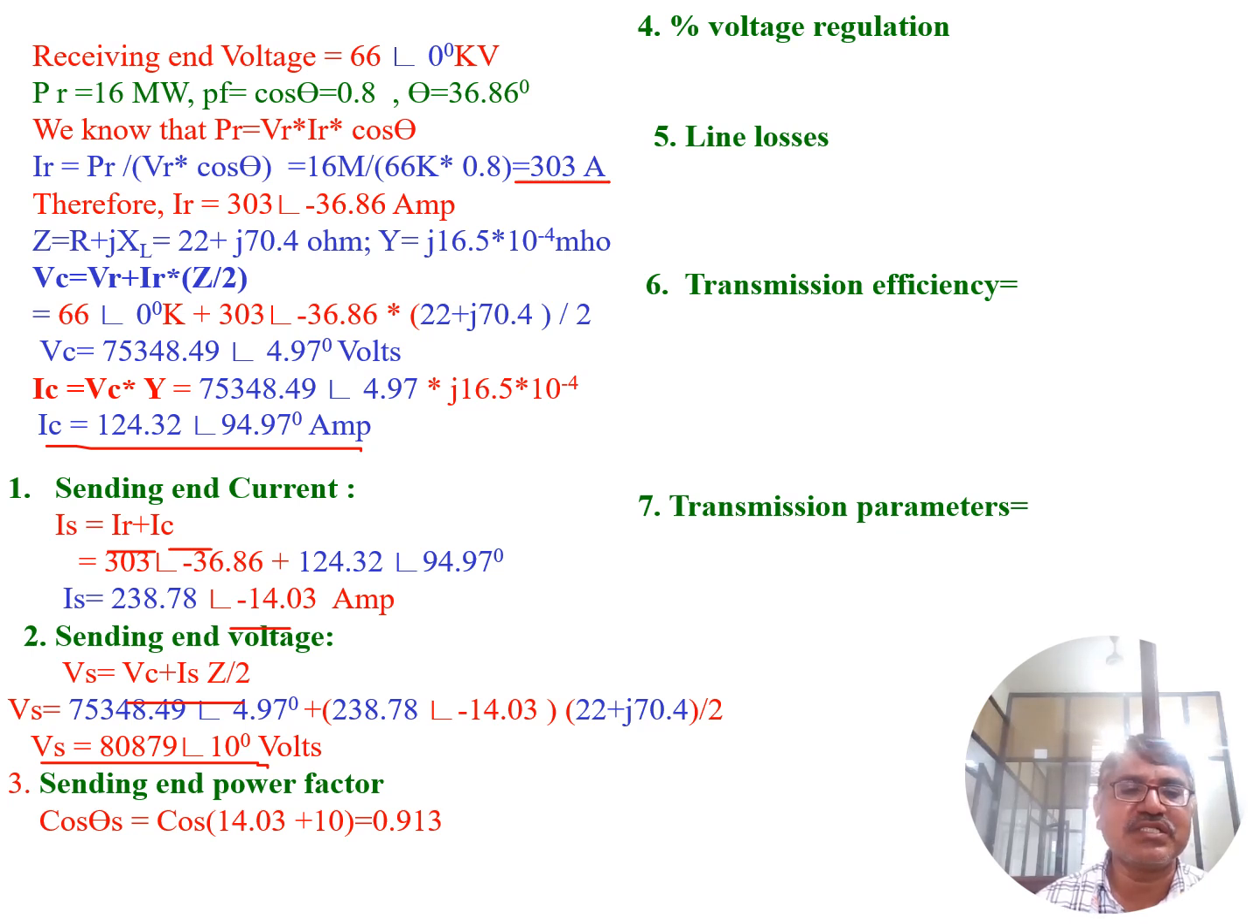Next, sending end power factor. That is, sending end power factor is equal to the cosine of the angle between the sending end voltage and the sending end current. What is the angle of the sending end voltage? It is making an angle of 10 degrees. And at the sending end current, the angle that came is minus 14.07.